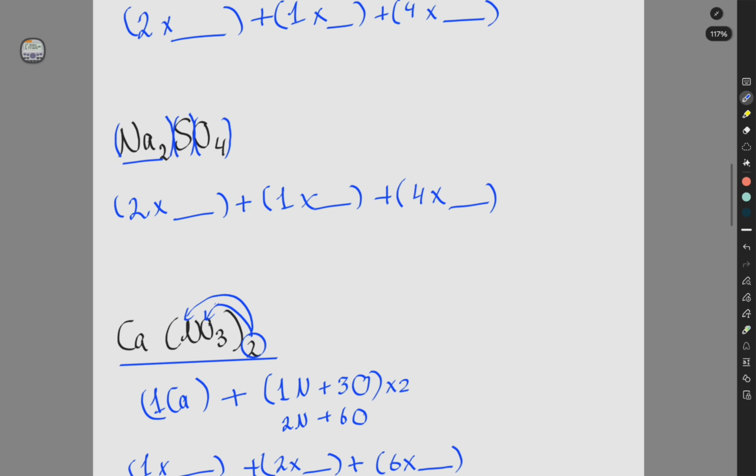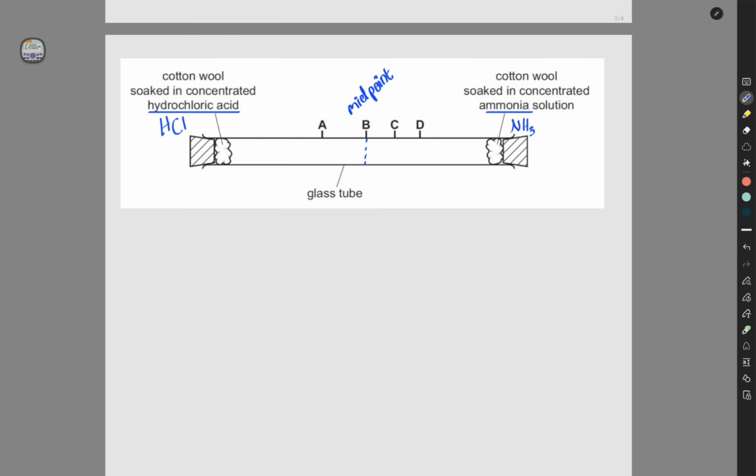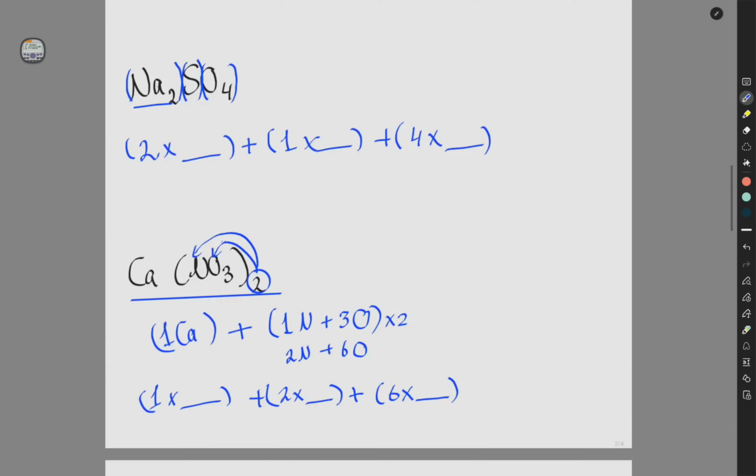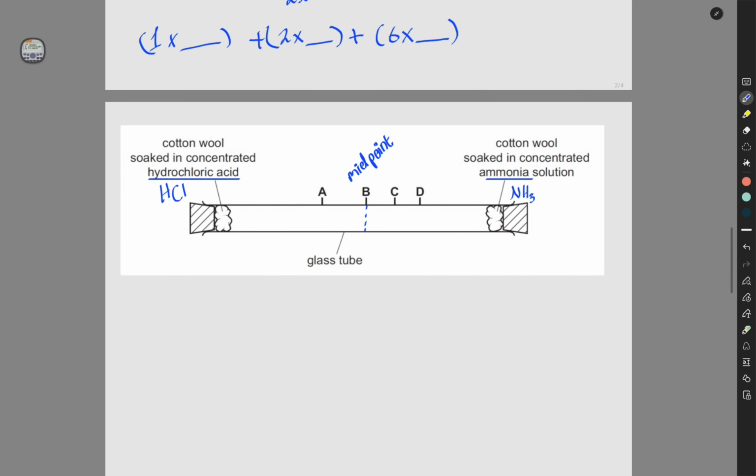Okay, so that's it. This calculation of Mr that I used in the previous examples, which are right here, I'm going to use it to solve this question. Before you solve this question, you need to know that gases move through the air by diffusion. Okay, so I have 2 compounds right here. I have HCl and I have NH3.